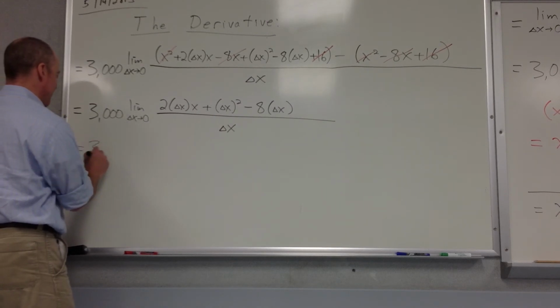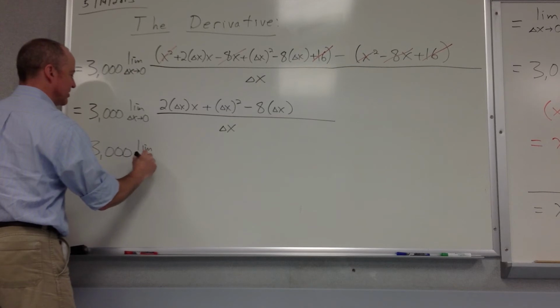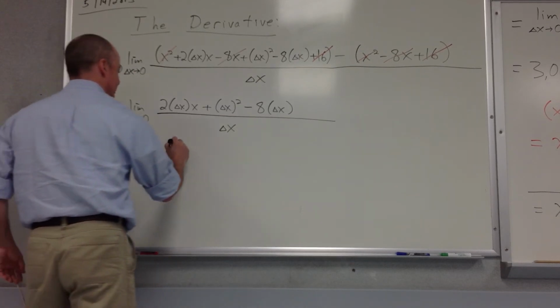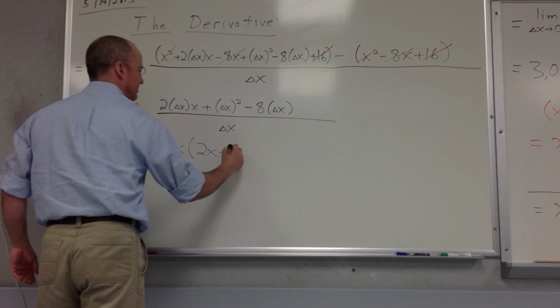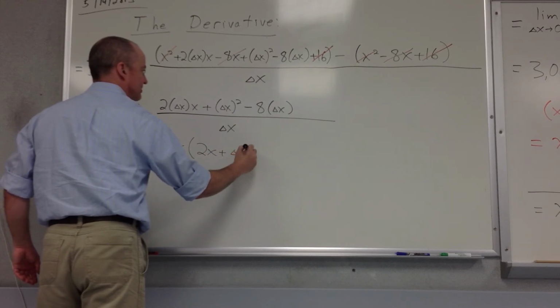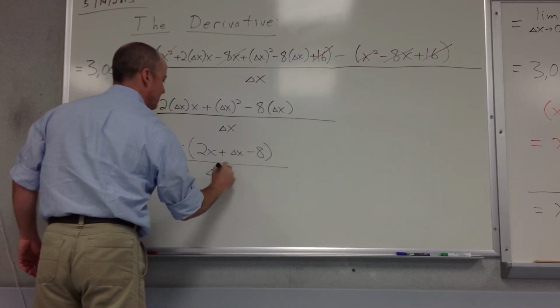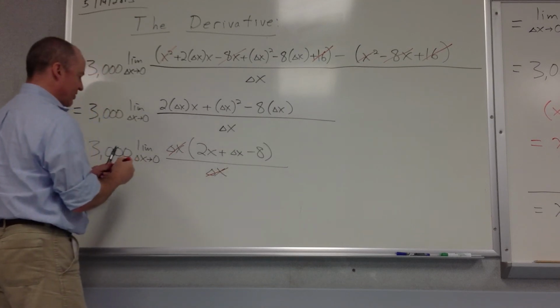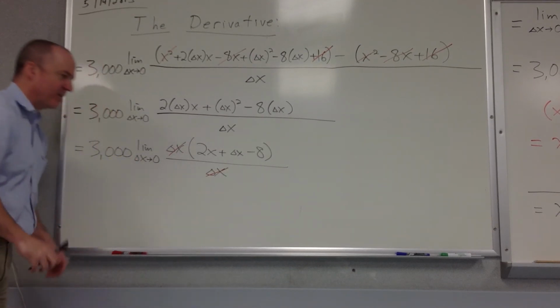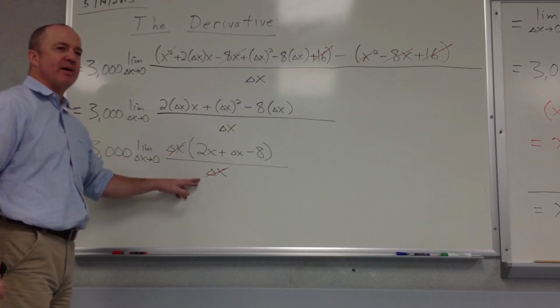Take out the delta x's. Where? Out of the top of the numerator. And so delta x, you guys are good. What's going to be left? Parentheses 2x plus delta x minus 8, over delta x. And that delta x will cancel out, so you just get 2x plus delta x minus 8. Now these delta x's are gone from the top and bottom.